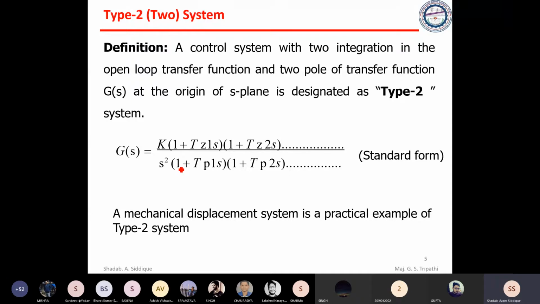We then took the Laplace inverse and found c(t) equal to 1 minus e to the power minus zeta omega_n t divided by root under 1 minus zeta squared, into sine of omega_d t plus phi, where omega_d is equal to omega_n root under 1 minus zeta squared, and phi is tan inverse of square root of 1 minus zeta squared by zeta. So that was the standard response of the second order system subjected to unit step input.